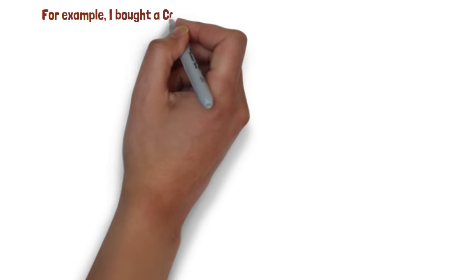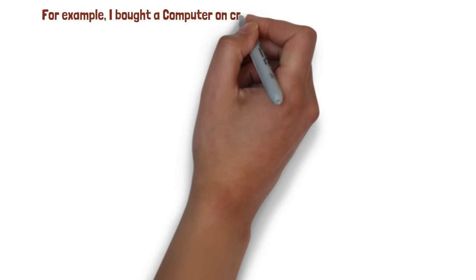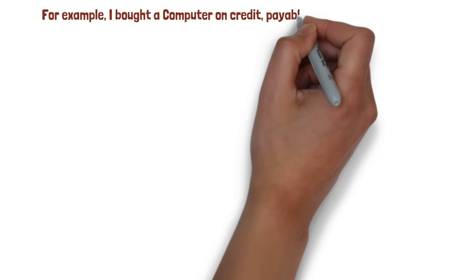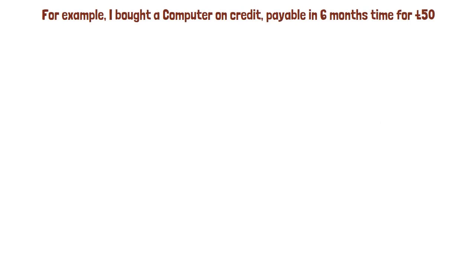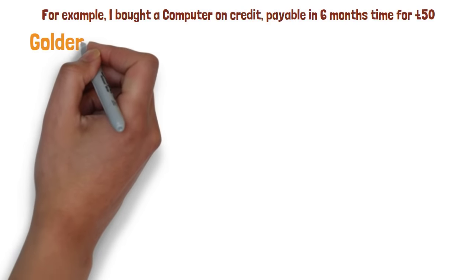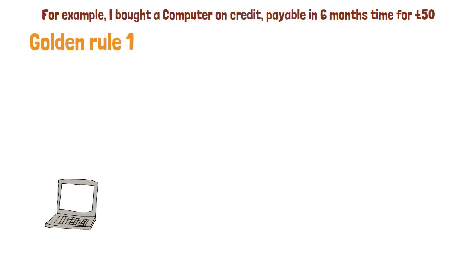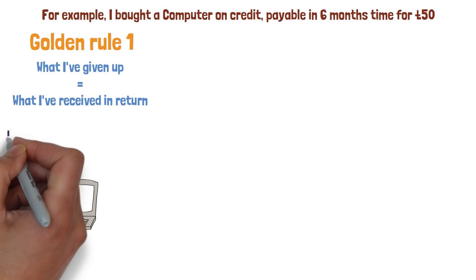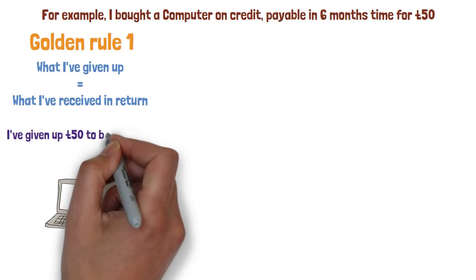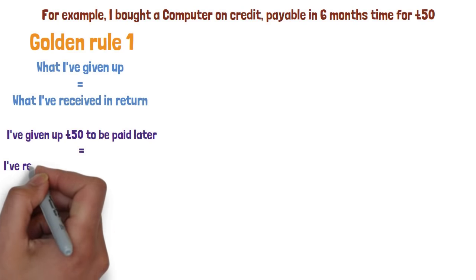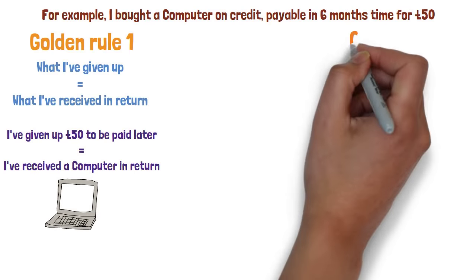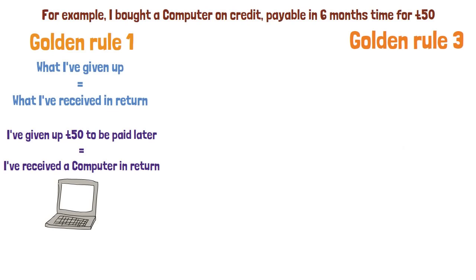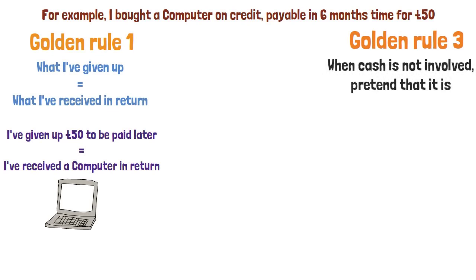I have bought a computer on credit, payable in 6 months for £50. It's a rubbish computer, that's why it's only £50. But I bought it on credit, not for cash. So let's go through it one by one. Golden rule number 1. What I've given up must equal what I've received in return. I have given up £50, which I will pay later, and I've received a computer in return. Now, instead of going to rule number 2 first, we're going to go to rule number 3. When cash is not involved, pretend that it is.